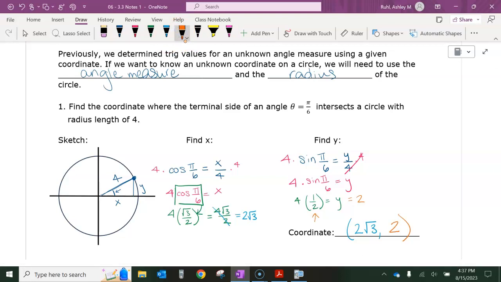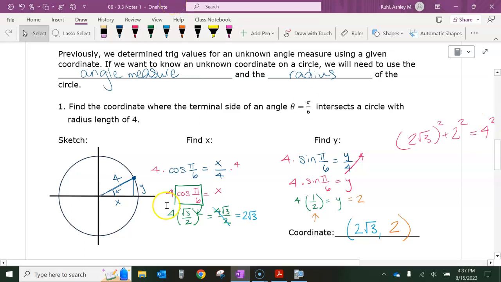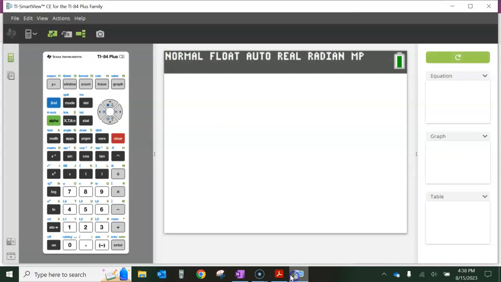And you can always double check yourself if you're really being extra cautious and really unsure about what you had. You can take what you found for your coordinate point and use Pythagorean theorem. If I did 2√3 squared plus 2 squared, that should, in theory, equal what my radius is squared. So this should equal 4 squared. And so I can double check myself. I can even put that in my calculator and do that.